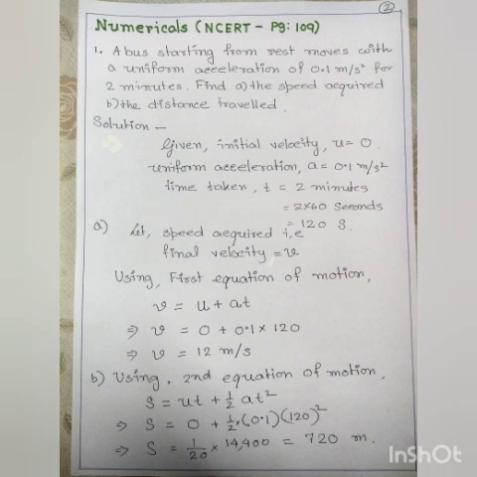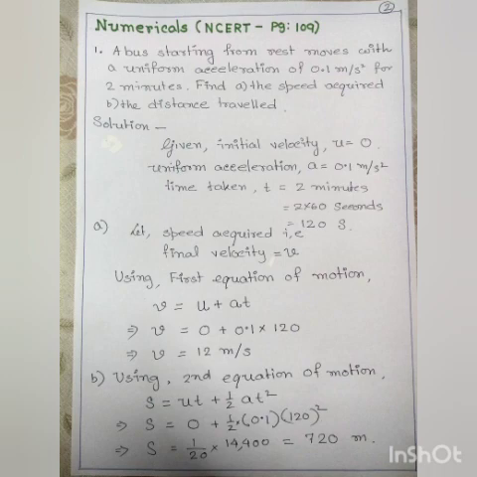Now, today we will discuss different types of numericals related to equations of motion from your NCERT book. Now, first question, this is in your NCERT book, page number 109. Question number 1, see, a bus starting from rest moves with a uniform acceleration of 0.1 meter per second square for 2 minutes. Find option A, the speed acquired, and B, the distance traveled.